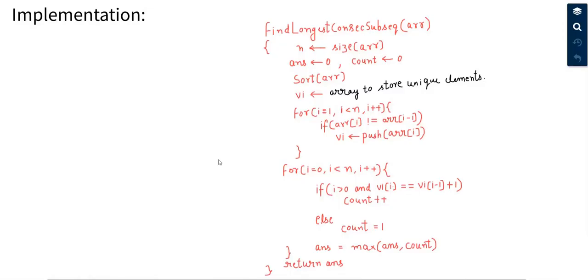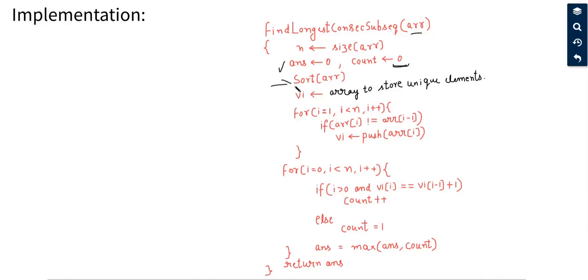So that's the naive approach. This is the implementation for that approach. This is the function find longest consecutive subsequence, which takes in an array of integers and calculates the length of the array. It uses two variables: answer will store the final answer, that is the length of the longest consecutive subsequence, while count contains the length of the consecutive subsequences which I find in the array.